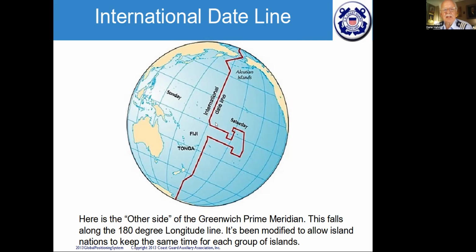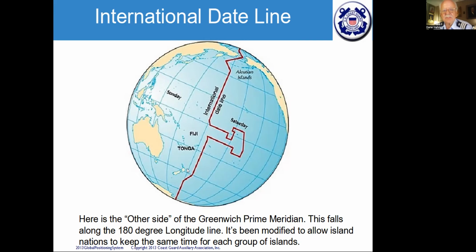And as you get further down here, these were some other sets of islands which decided that they wanted to be in the next day over. So they've got this sort of a big gerrymander here that makes them part of Sunday in this particular picture. And there are parts of the United States that are over in this area. American Samoa's over here, Guam's in this area. So Midway Islands over here. So those are in a different day than the rest of the United States.